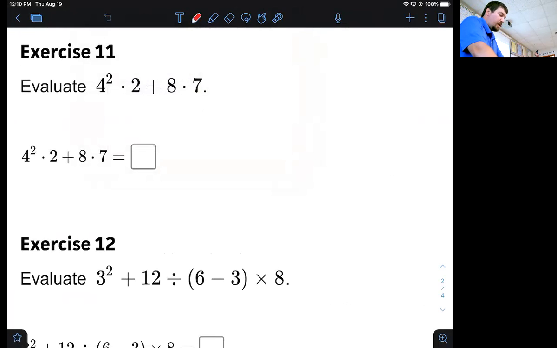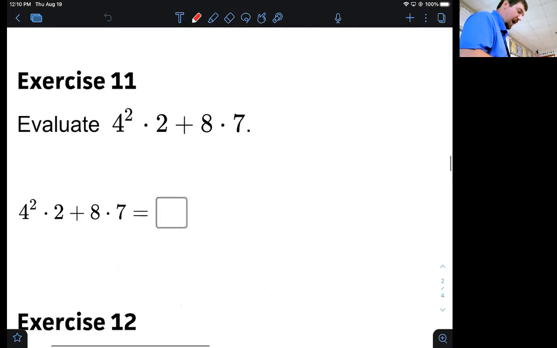So it says 4 squared times 2 plus 8 times 7. So Gage, we'll start with you in the back there. What's the first step order of operations would tell me to do for this problem? That's right. And what does 4 squared mean? 4 times 4. That's right. Not 4 times 2. That would give us 8, and that's wrong. Gage, what is 4 times 4?